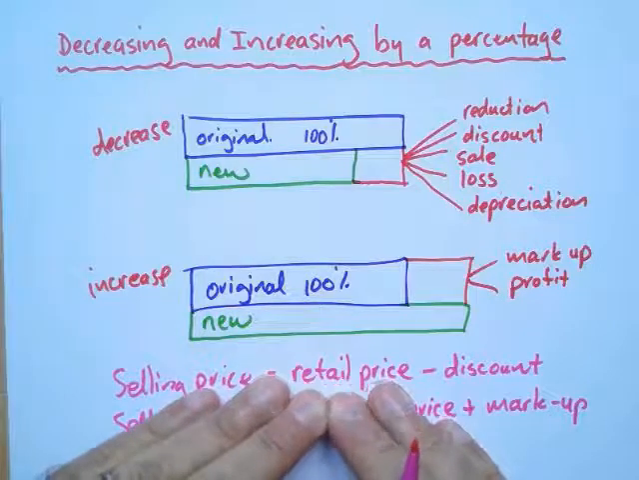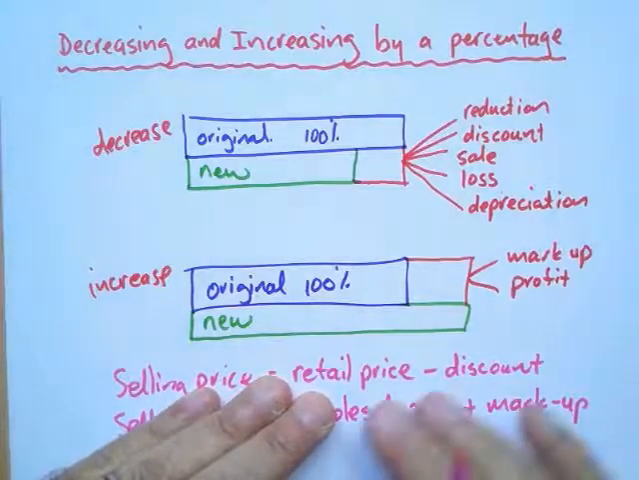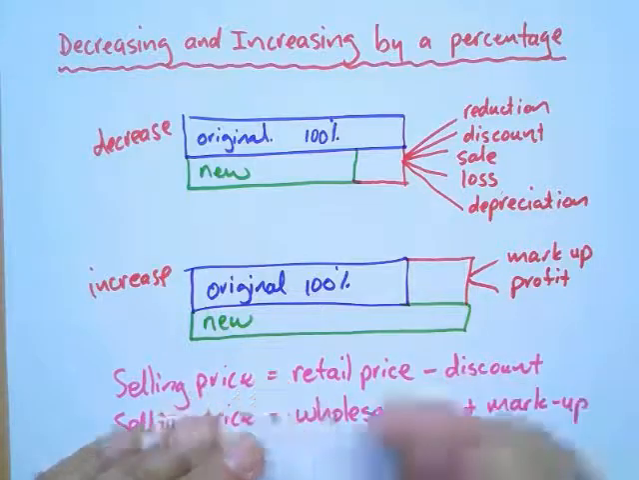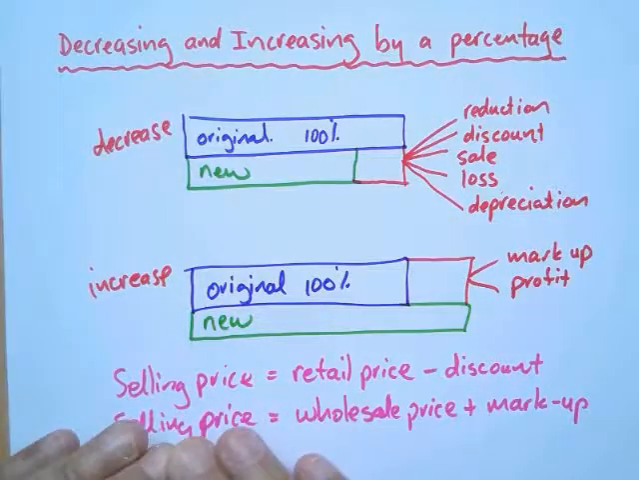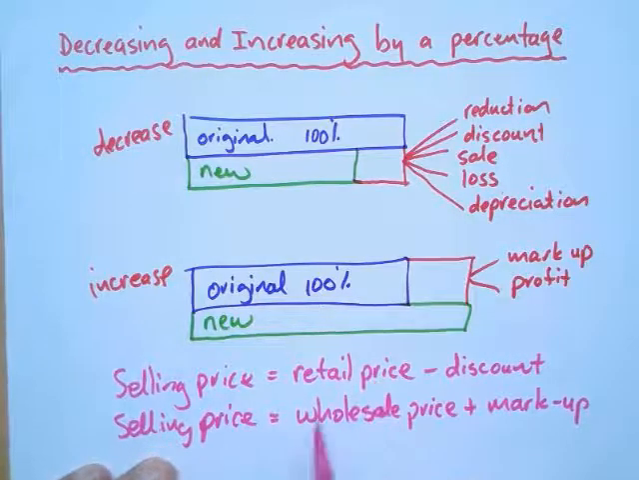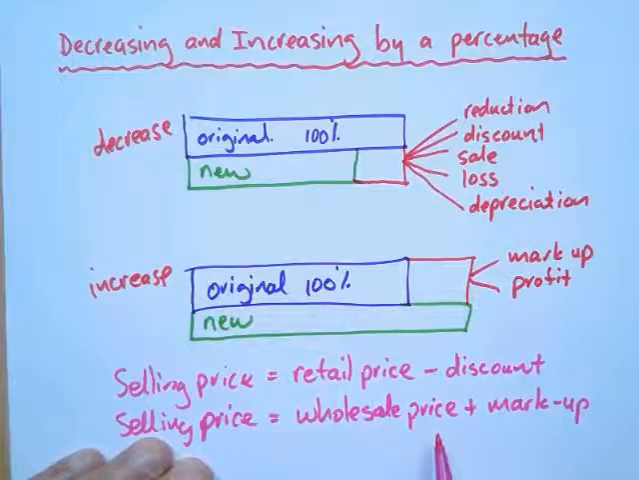Retail price is the actual label that's on the product. So retail price on the product, take away discount, is what they sell it for. How do they get to that value that they have on the label? They take the wholesale price and then they mark it up.